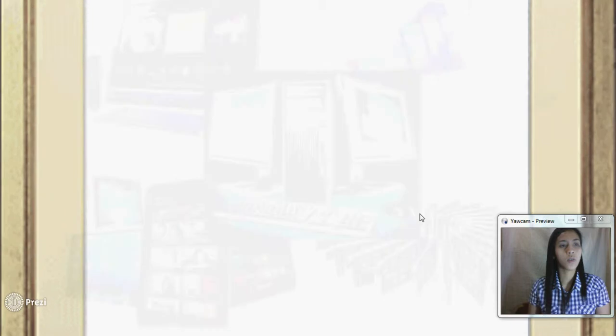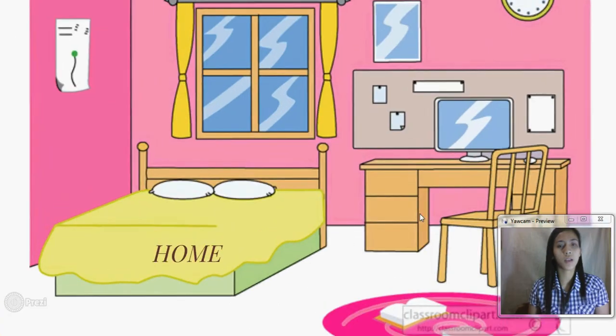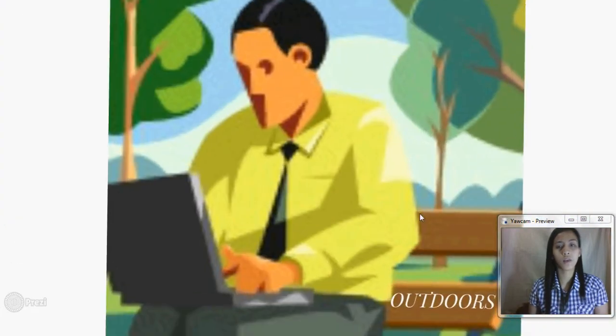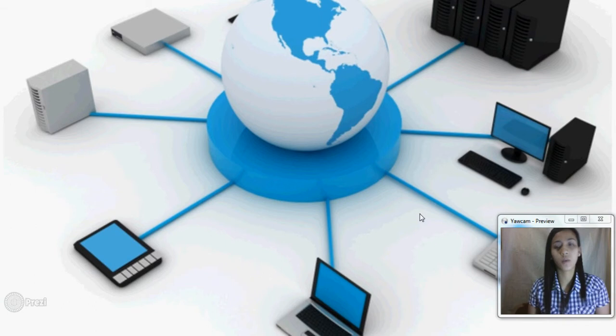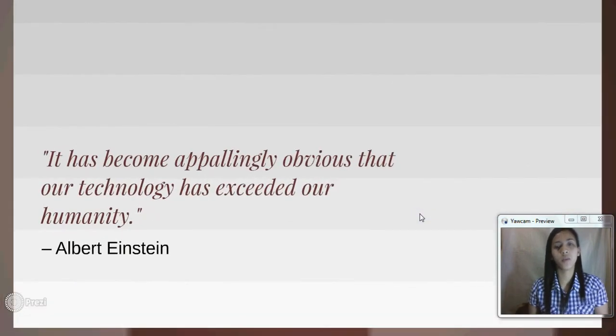Nowadays, computers are already all around us. We can see them in different places, like in our home, our school, at work, and even outdoors, almost everywhere we go. We can see different variations of it, from desktops to smartphones. In fact, these are now changing the way we live our lives.